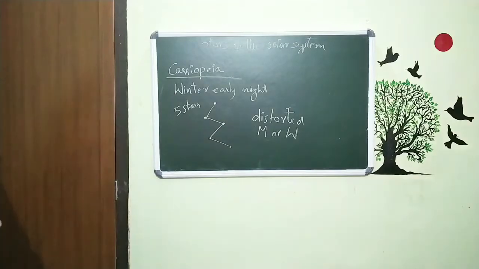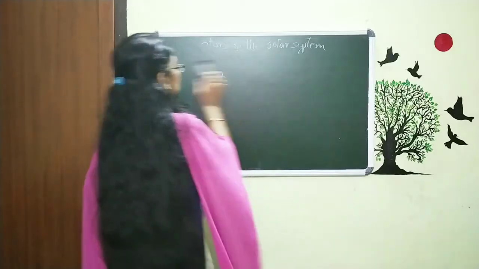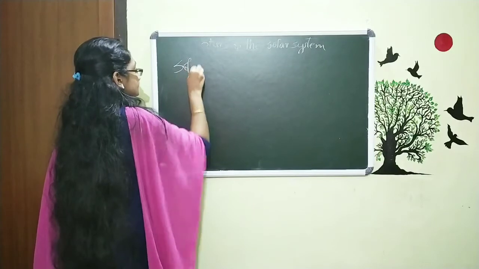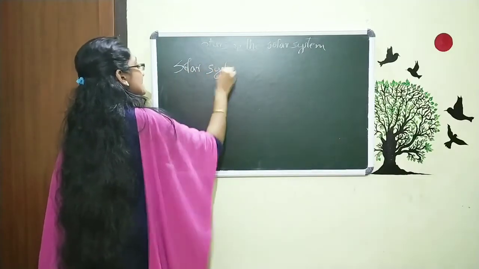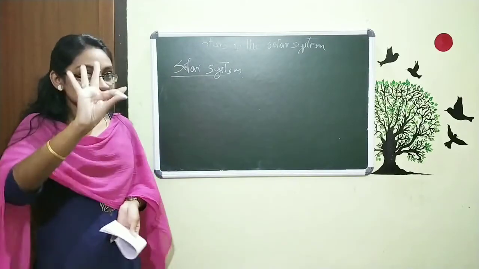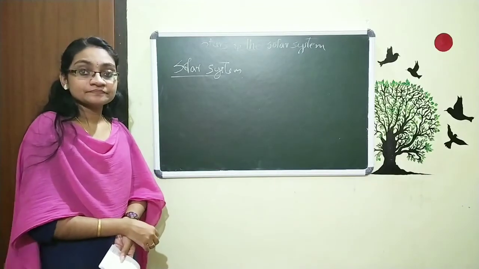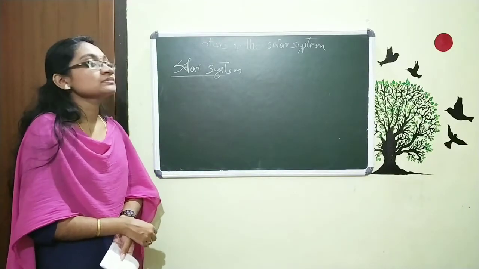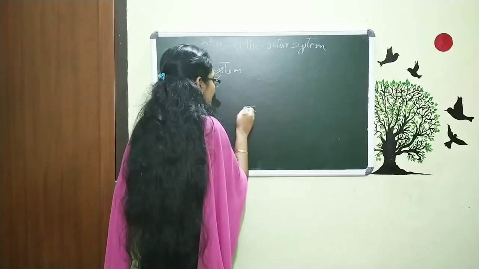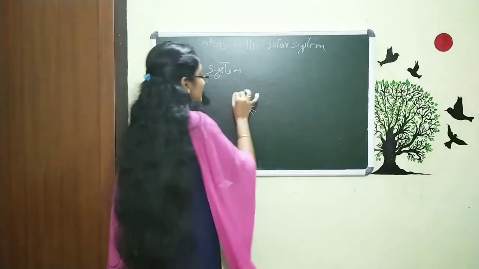The next topic is the solar system. Very simple thing. The constellation is over there, that means the group of stars, and you want to remember the 3 types of stars. So, what is this solar system? Solar system is a system where the sun is present at the center, and all other celestial bodies revolve around the sun.